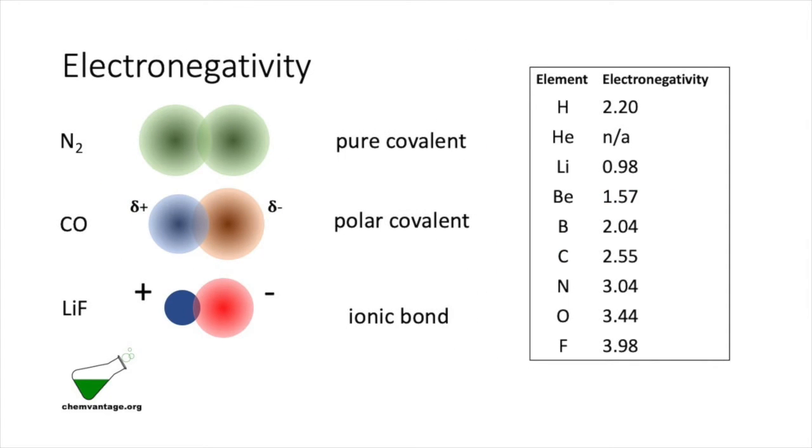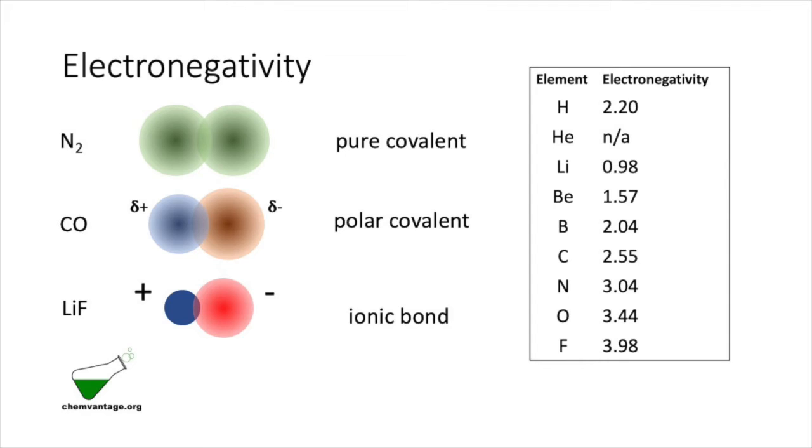Electrons are not always shared equally between atoms. Electronegativity measures the tendency of an atom to attract a shared pair of electrons in a chemical bond. The most electronegative elements are fluorine and oxygen, and the least electronegative elements are the alkali metals, like lithium. Helium doesn't have a measured electronegativity because it doesn't form chemical bonds with any other element.